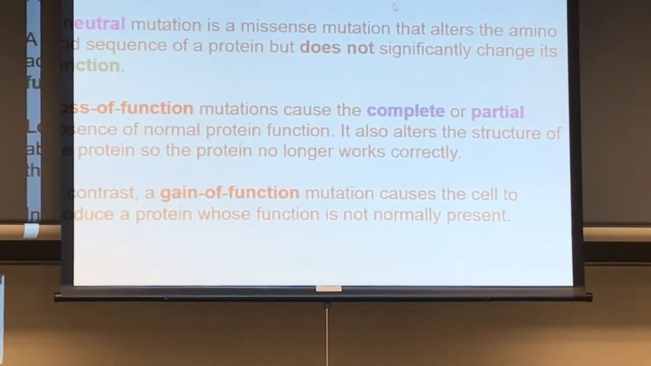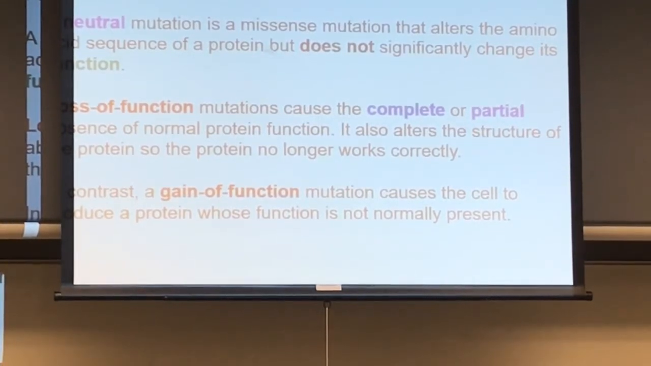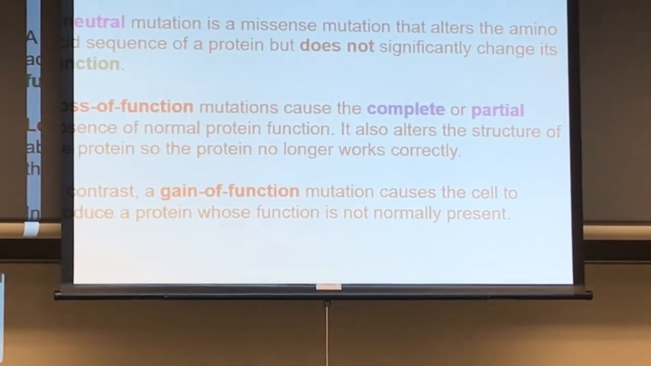Now, more of them. Neutral mutation. A neutral mutation is a missense mutation that alters the amino acid sequence of a protein but does not change the function of the protein. Because sometimes when you have a mutation, the amino acid changes. So when an amino acid changes, the protein folding changes. Not always does the protein folding change, because the sequence of amino acids is what actually, you know, amino acids actually have a pull for one another.